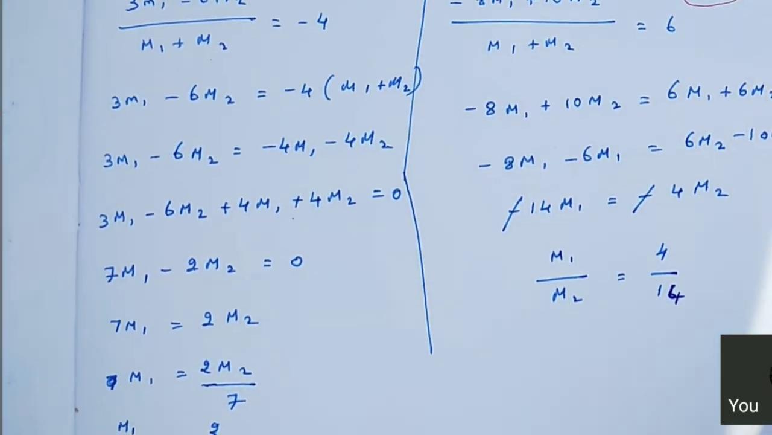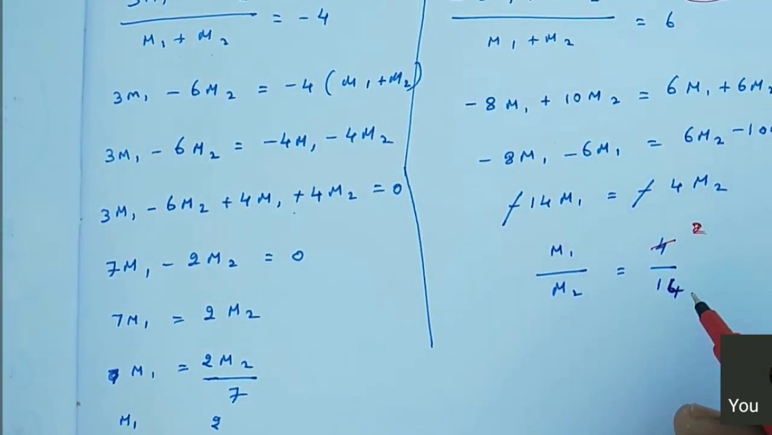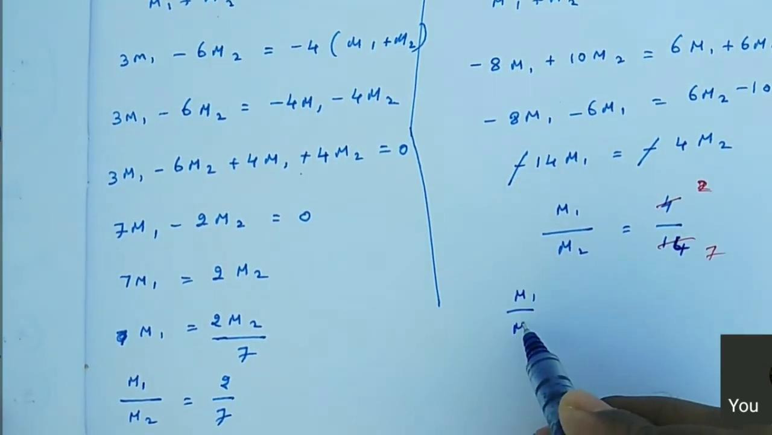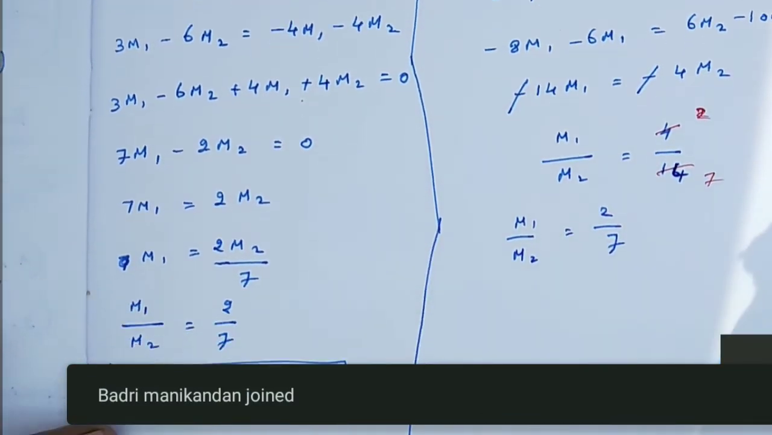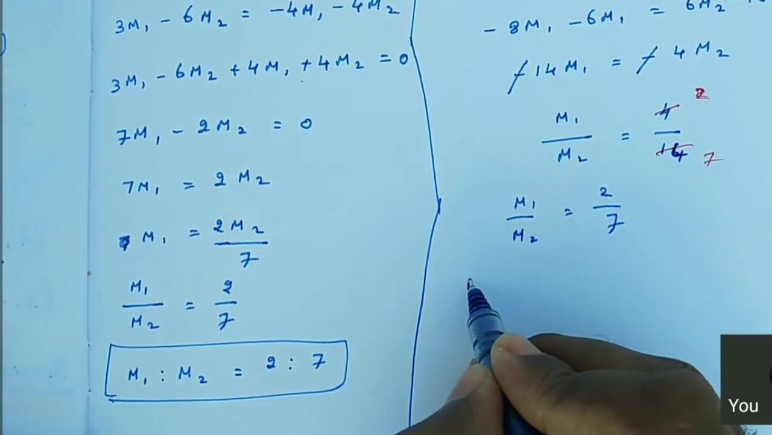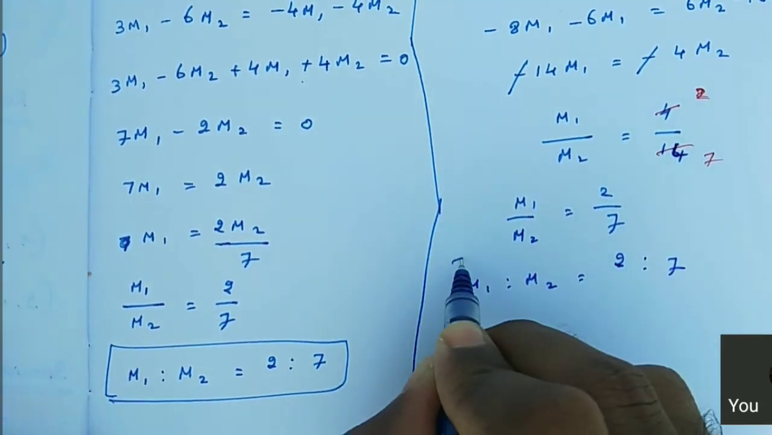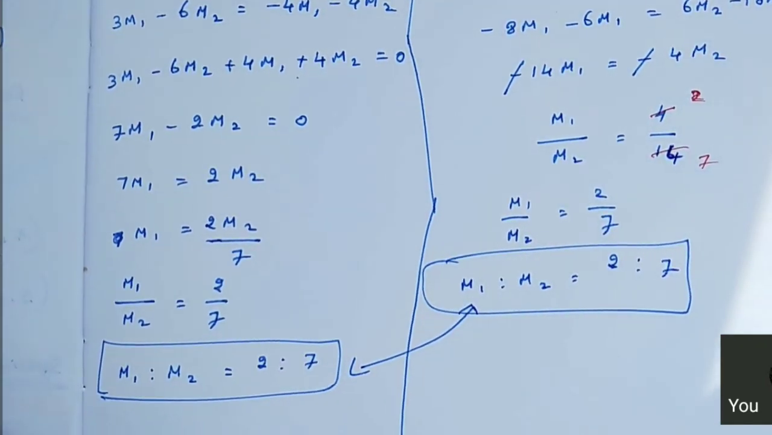Okay. Now we can solve it. 2 2s are 4, 7 2s are 14. So m1 by m2 is equal to 2 by 7. Clear? Now, what is the form? m1 is to m2, that is 2 is to 7. We get the same answer or not? Any doubt?